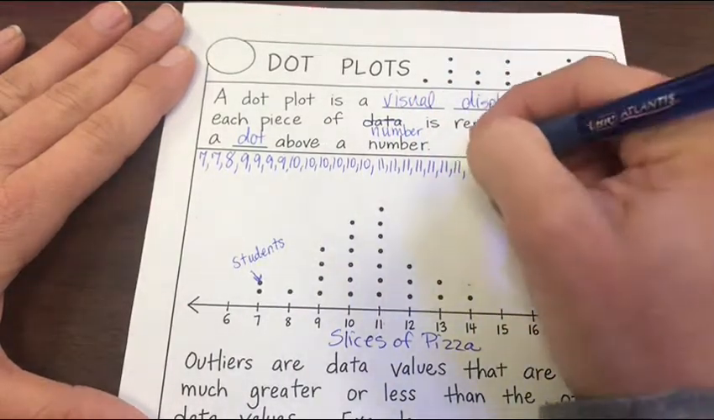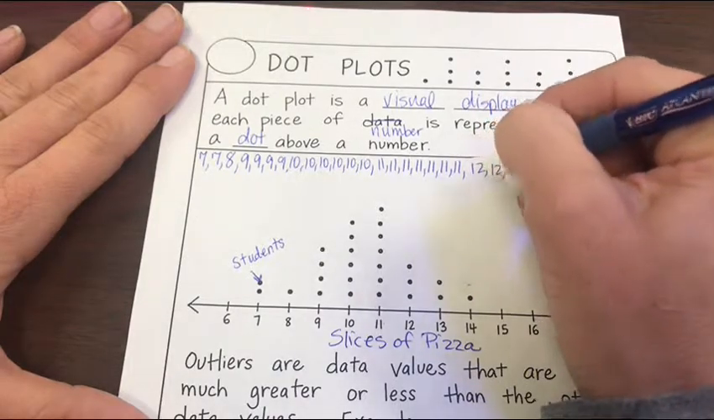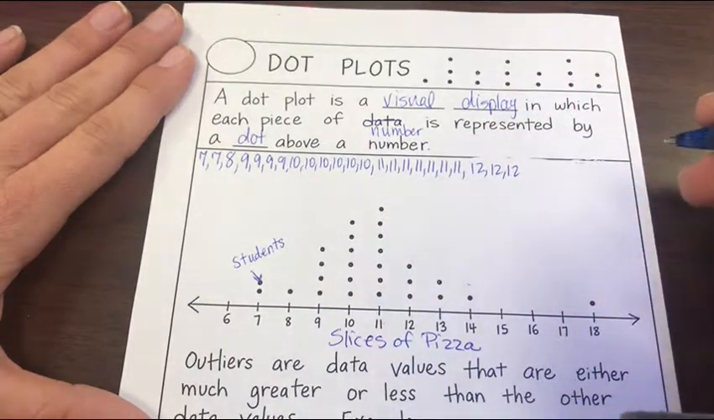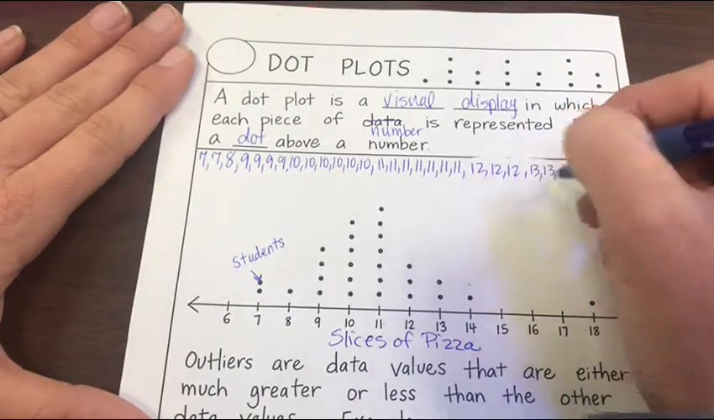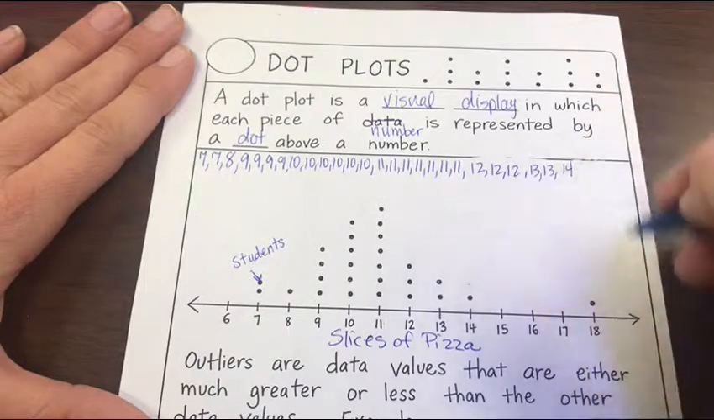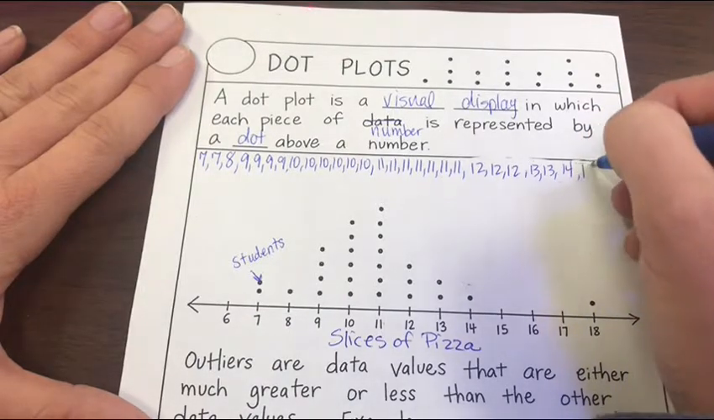12s, 1 2 3. And then 13s, and then 1 14, and 1 18 over here.